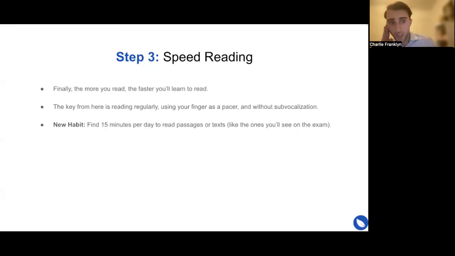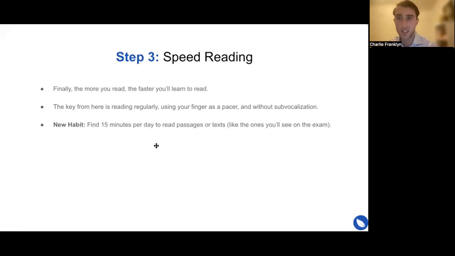The last thing really to focus on with reading speed is the more you read, the faster you'll learn to read. And so a key habit from now until your exam really is to practice reading as much as you can every single day. If it's something that you can do for around 15 minutes a day, this is going to be a big advantage. And so I would do this if you can.